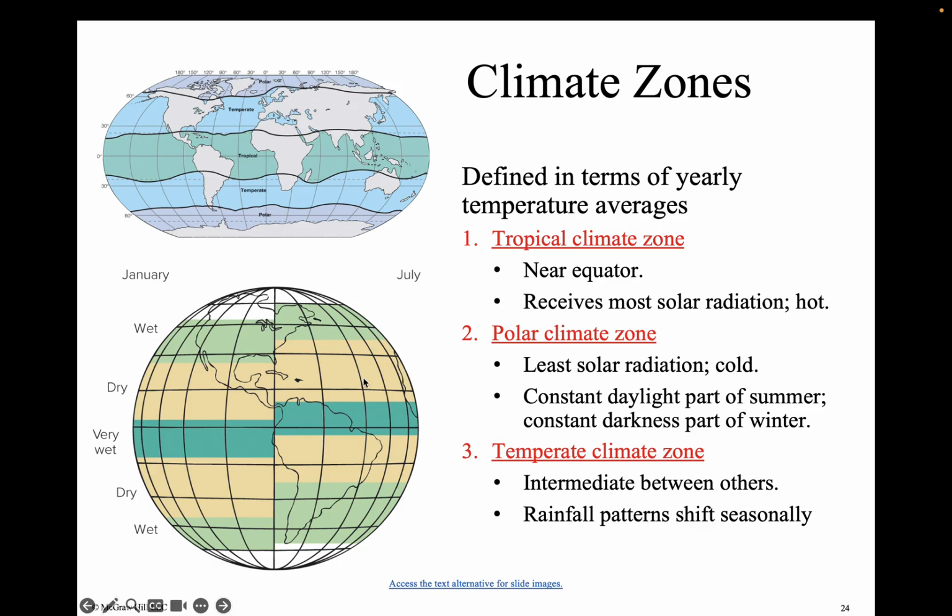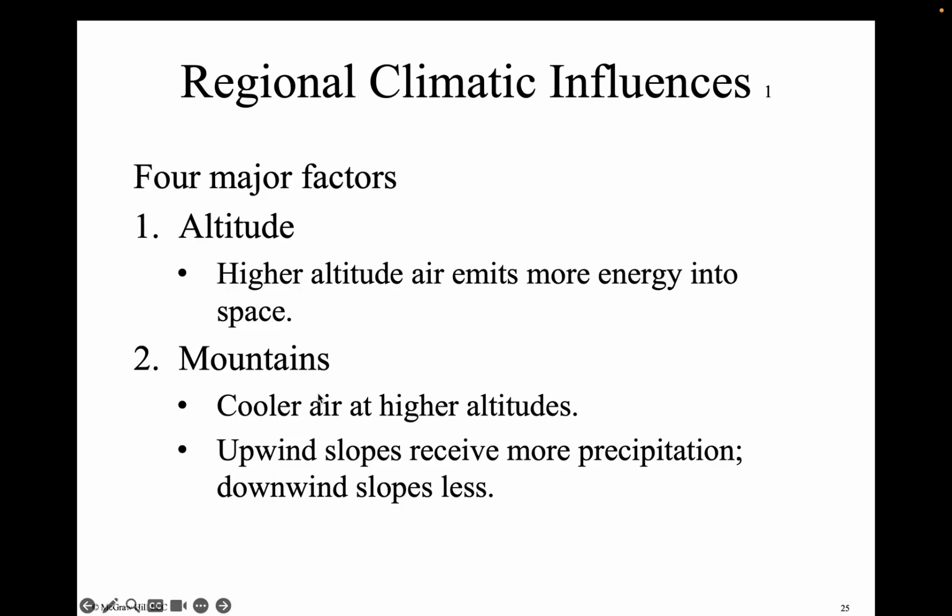Okay, so there are different factors influencing the climate. Altitude is one of them, because depending on the altitude, you're going to receive and emit more or less energy coming from the sun. Mountains also influence the type of weather that you get.